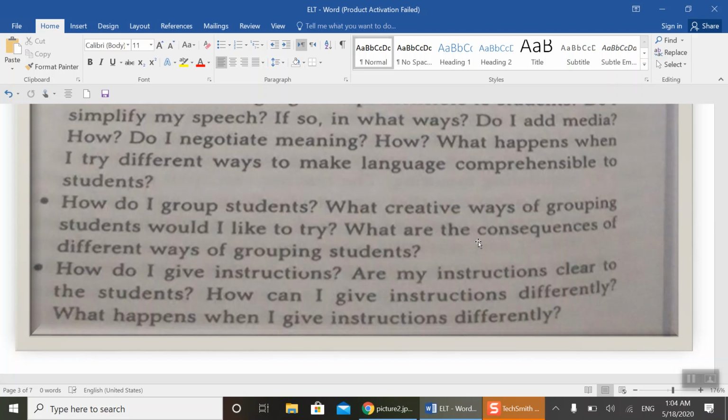If we put opposites together, one who is fluent, one who is not fluent, one who is talkative, one who is not talkative, etc. How do I give instructions? Remember giving instructions? Are my instructions clear to the students? How can I give instructions differently? What happens when I give instructions differently? Okay, these questions are very important. You can ask yourself each one of them and go back and find the explanation for each question.